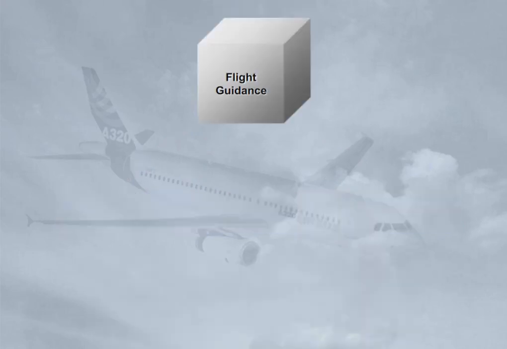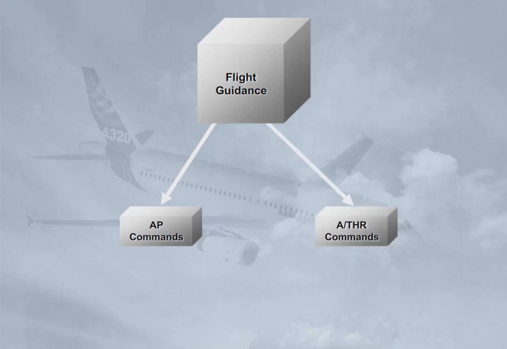The flight guidance part of the FMGS provides autopilot commands to automatically control pitch, roll, and yaw; auto thrust commands to automatically control thrust; flight director commands for the pilot to control the pitch, roll, and yaw.